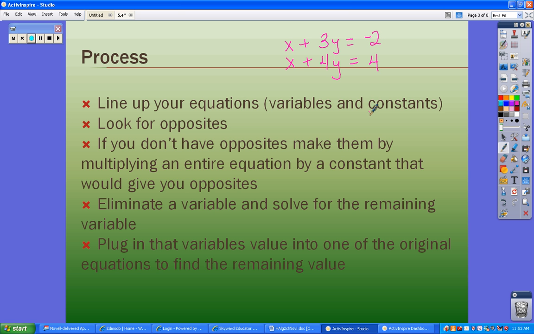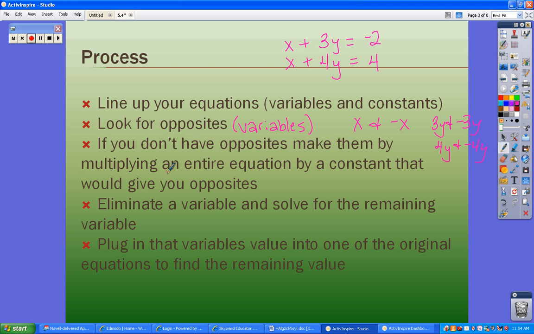The second thing you then do is you're going to look for opposites. When I say opposites, I'm talking about among the variables, okay? You are looking for a case of like x and negative x. X and negative x are opposites. 3y and negative 3y are opposites. 4y and negative 4y are opposites. I don't have any opposites here, and so then I would go down to this next step.